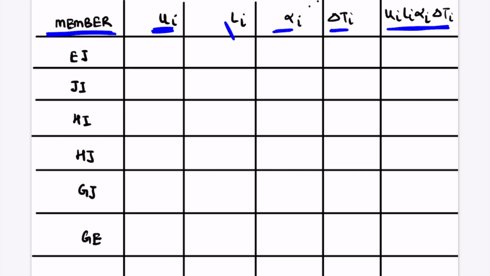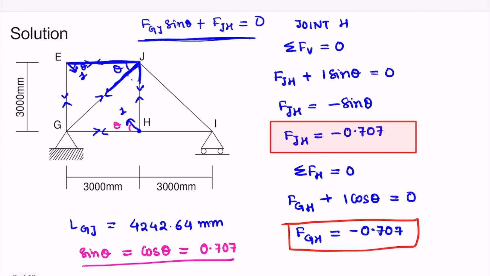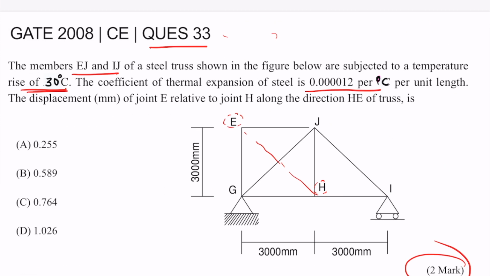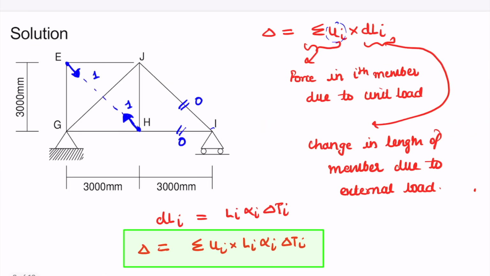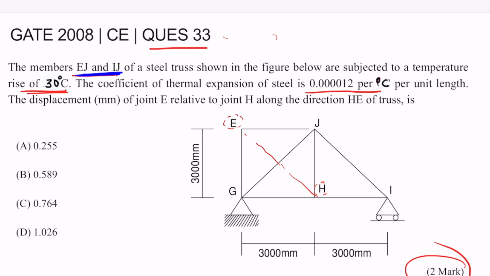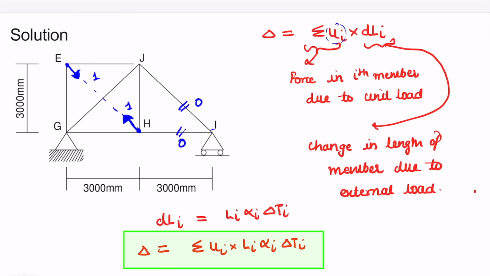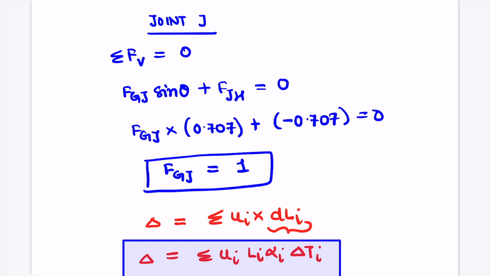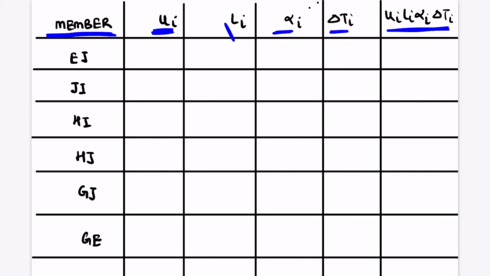Please note that in this question we are only given the temperature change in two members, that is member EJ and IJ. For all the other members the temperature change, that is the delta T, is 0. So other than EJ and IJ we can fill the delta T, that is temperature change, to be 0. So we will fill 0 for all the other members. For EJ and IJ the temperature change is given as 30 degrees Celsius.